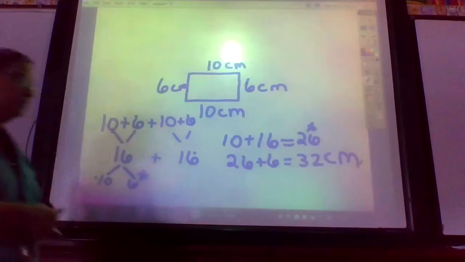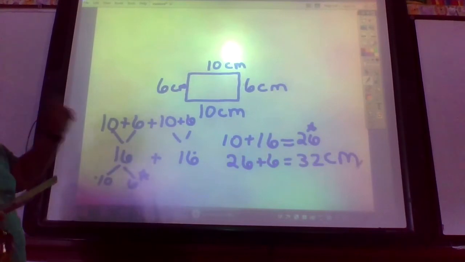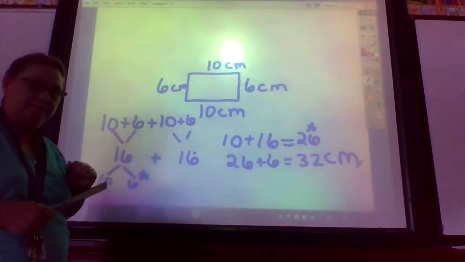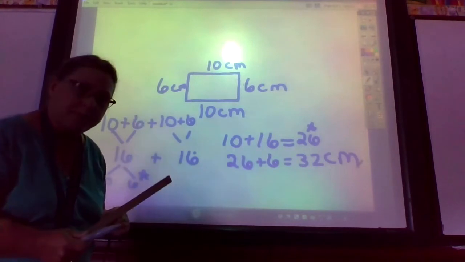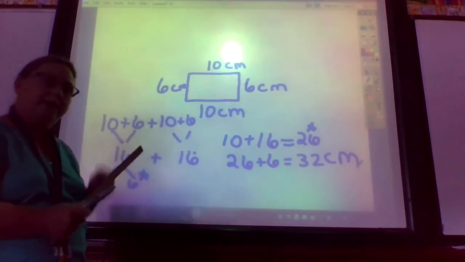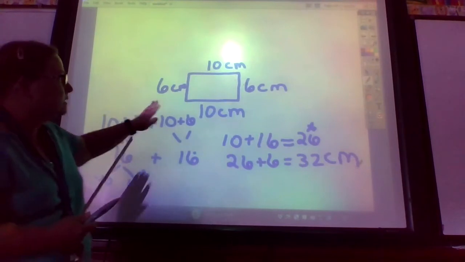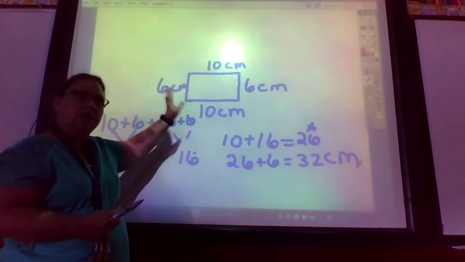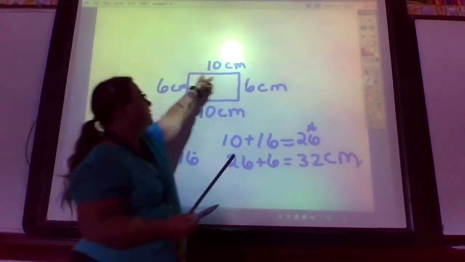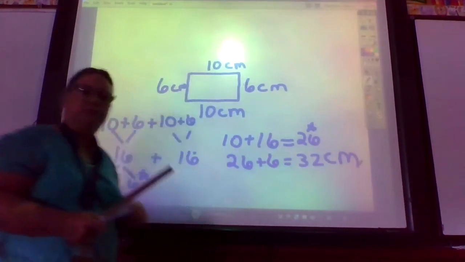Okay? It would be 32 centimeters. So I could buy enough material to make a fence that was 32 centimeters. Another thing that they would call this is called a perimeter. Anytime I have a shape that's all closed together like this, whether it's a diamond, a square, a rectangle, a star, there's a perimeter. The perimeter is adding all four sides together. That is called a perimeter.